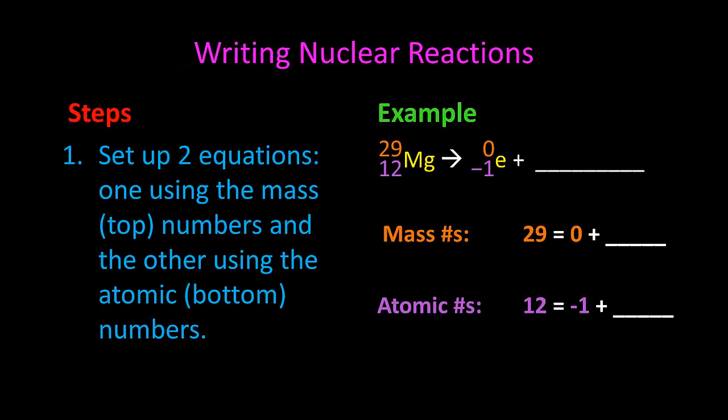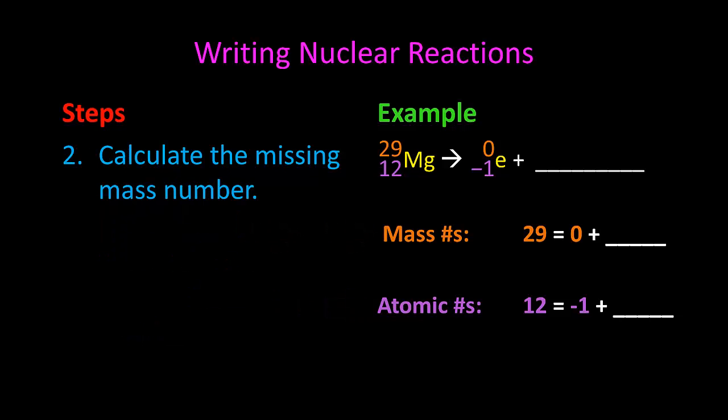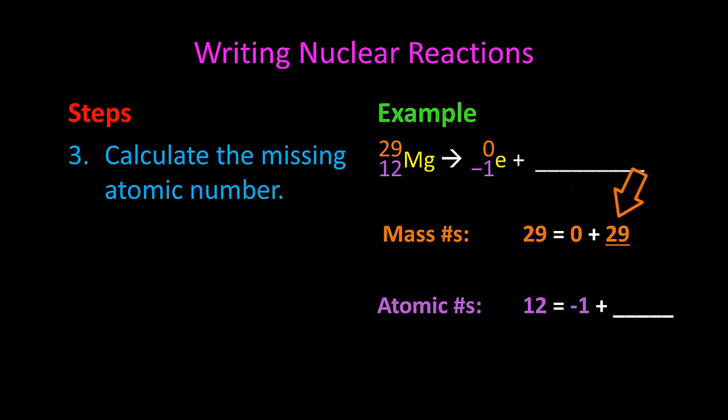Okay, there are 4 steps in writing nuclear reactions. Step 1 is you set up 2 equations, like these down here, one using the mass, or the top numbers, and the other using the atomic, or the bottom numbers. Step 2, you calculate the missing mass numbers. So here we have a mass number of 29 for magnesium, and we have 0 for the beta negative particle. So what plus 0 is equal to 29? Well, that should be the number 29.